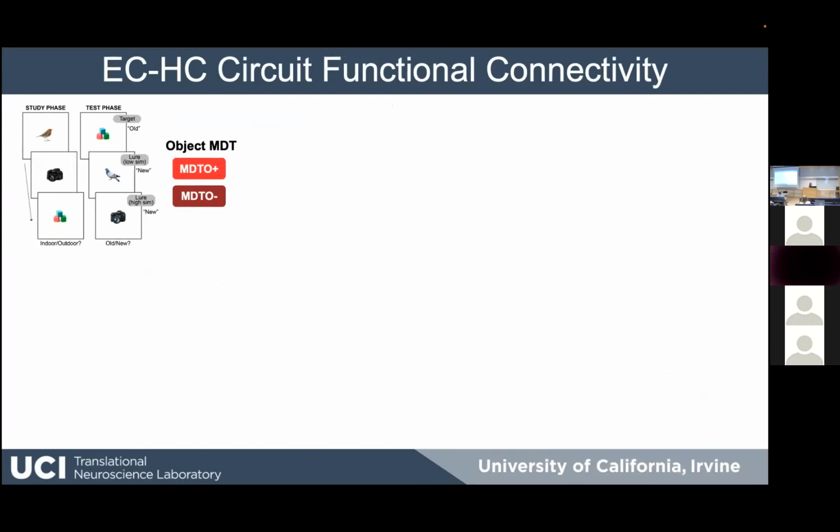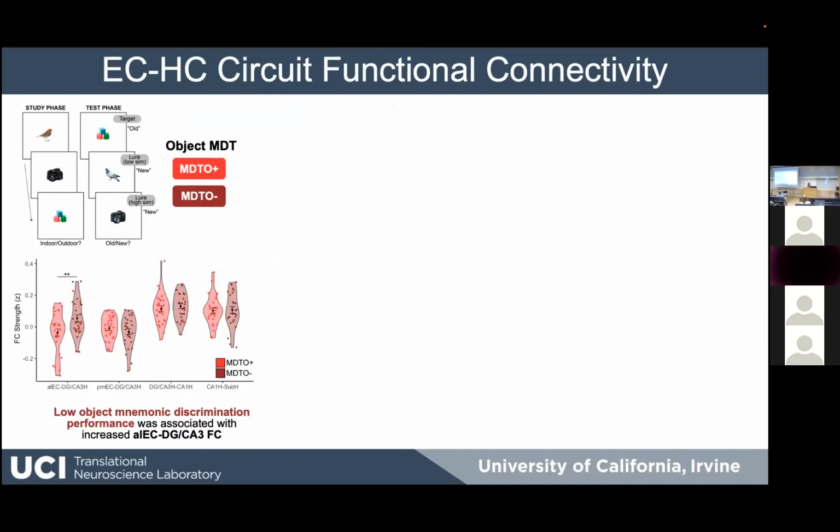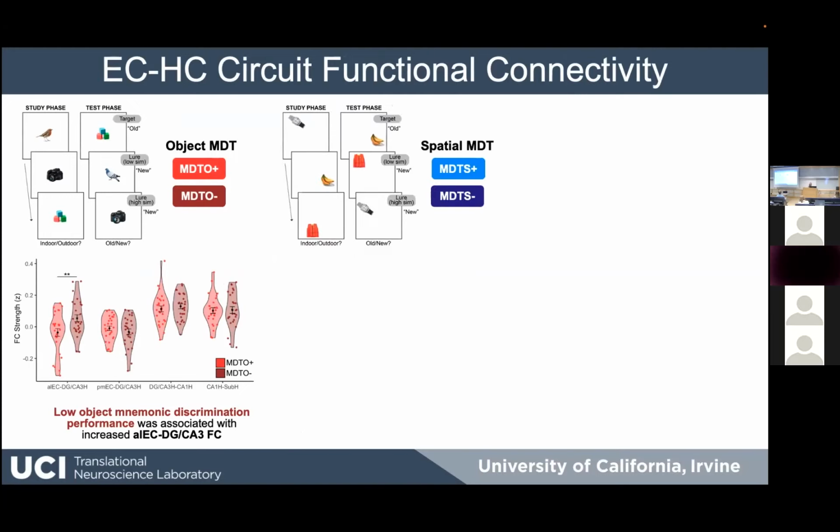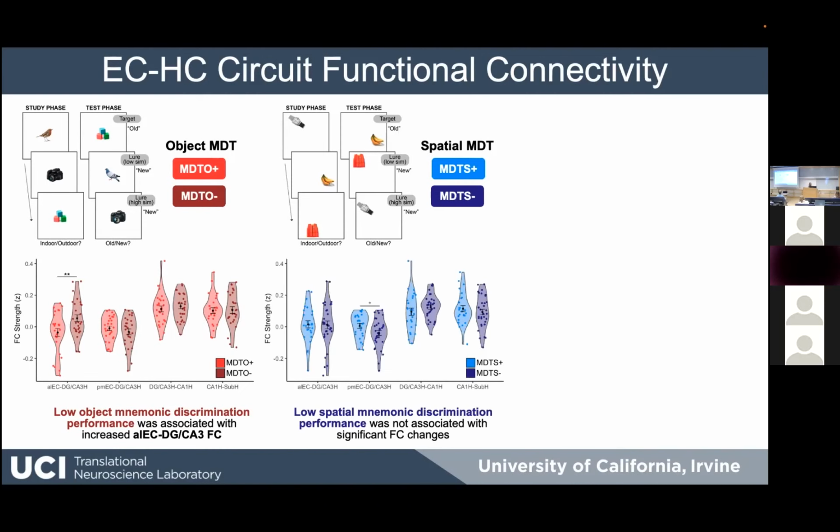So first we compared functional connectivity across the circuit between older adults who performed well or poorly on the object version of this task. We found that the low object mnemonic discrimination group, shown here in dark red, actually had increased functional connectivity between ALEC and DGCA3, with no other significant differences across the circuit, which supported our hypothesis of a specific object-related mnemonic discrimination deficit here. We next looked at differences between the spatial mnemonic discrimination task groups. And while we didn't find any statistically significant differences in the circuit, we did find a trend for differences in posterior medial entorhinal cortex to DGCA3 connectivity.